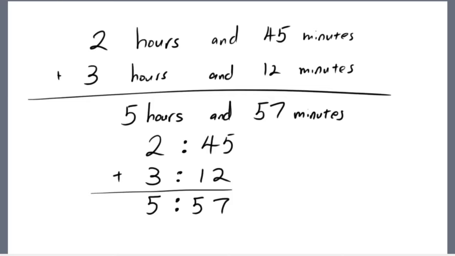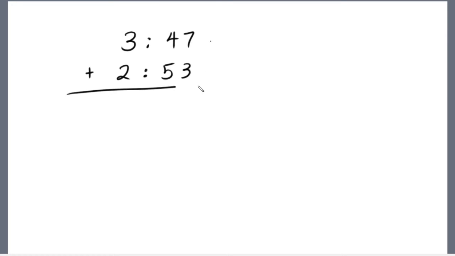Now, the only time that this may get tricky is if we have an example like this. Let's say we have 3 hours and 47 minutes plus 2 hours and 53 minutes. And we'll notice something that's going to happen. We have 7 plus 3 is 10. Regroup. 5 plus 4 is 9. Plus 1 more is 10.